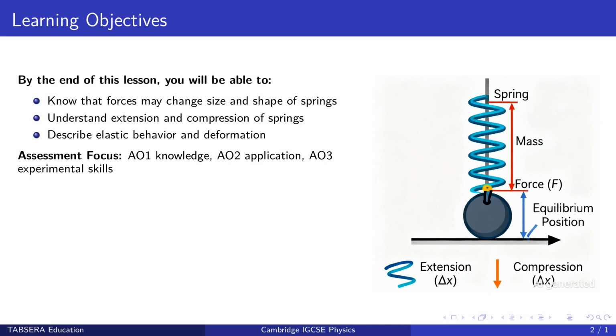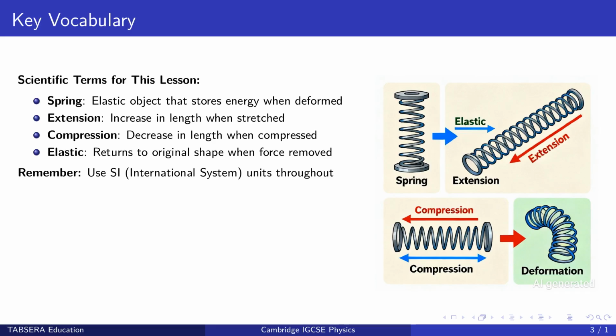Third, describe elastic behaviour and deformation. Elastic means returning to original shape when forces are removed. These objectives align with Cambridge IGCSE assessment objectives: AO1 for scientific knowledge, AO2 for problem-solving application, and AO3 for experimental skills. Now let's define our key vocabulary. Each term is essential for understanding this lesson.